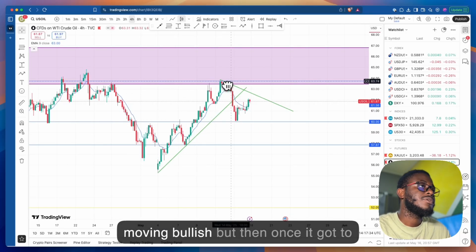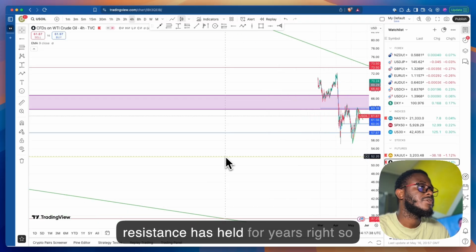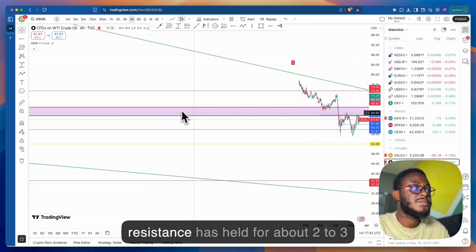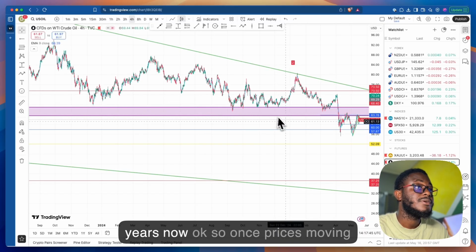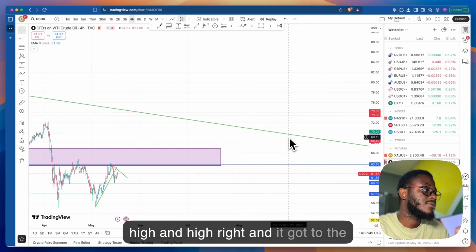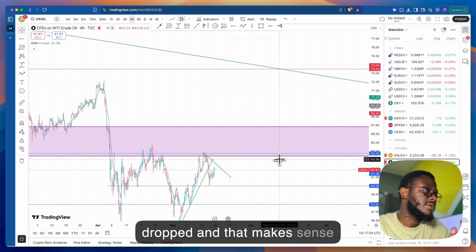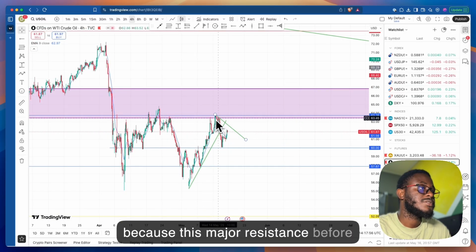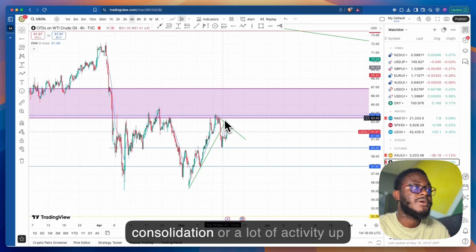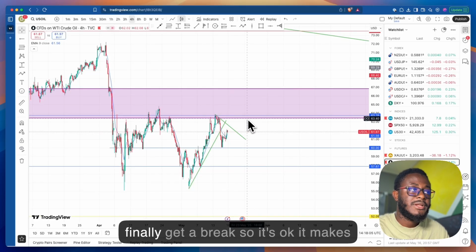US oil has been moving bullish, but then it got to this major resistance that has held for years. If I move to a higher time frame, you realize that this major resistance has held for about 2 to 3 years now. Once price was moving higher and higher and got to the major resistance, it dropped. That makes sense because before we break a major resistance, we would get a lot of consolidation, a lot of up and down activity, before we finally get a break.